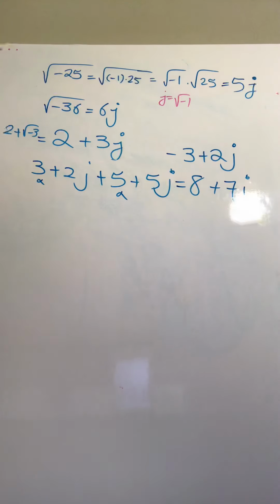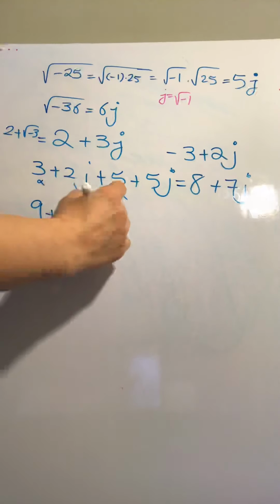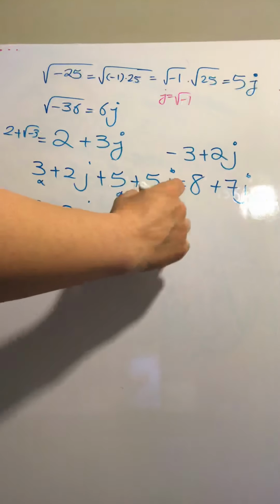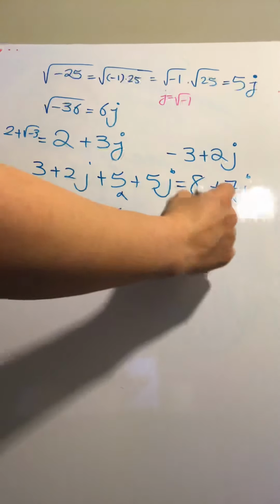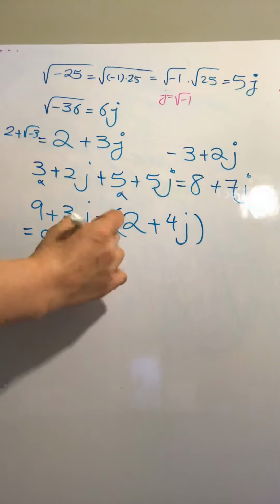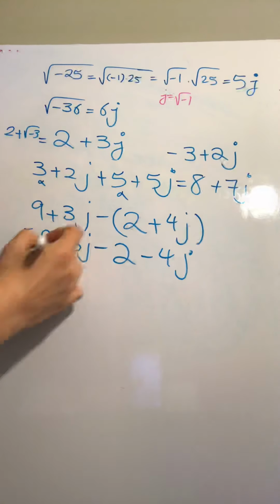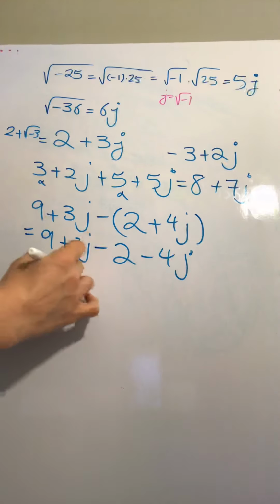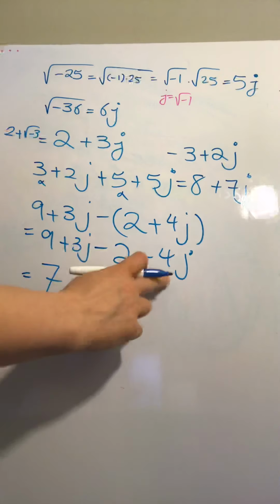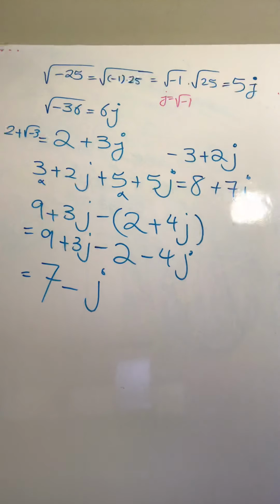The same way you are able to subtract them. For example, if we have 9 plus 3J, and we subtract from it 2 plus 4J, it is going to be 9 plus 3J, expand the negative inside, and it's going to be 9 minus 2, a 7, 3J minus 4J, minus J. This is how we subtract them.